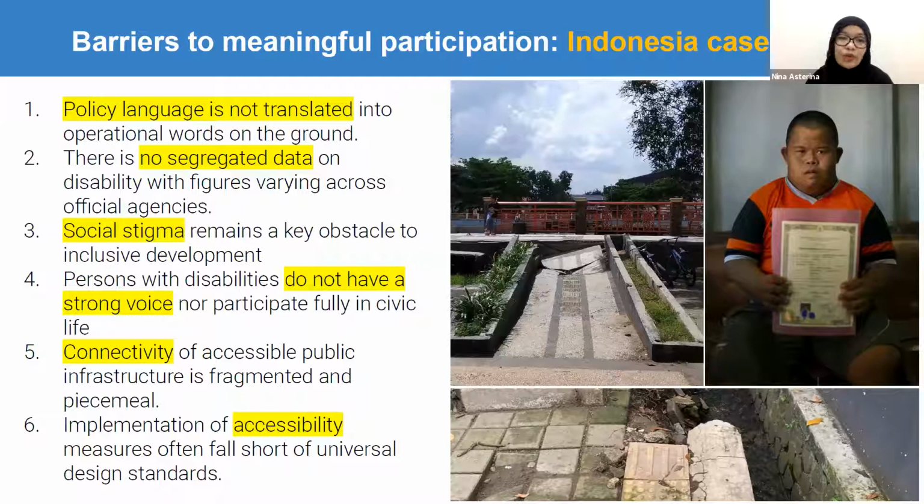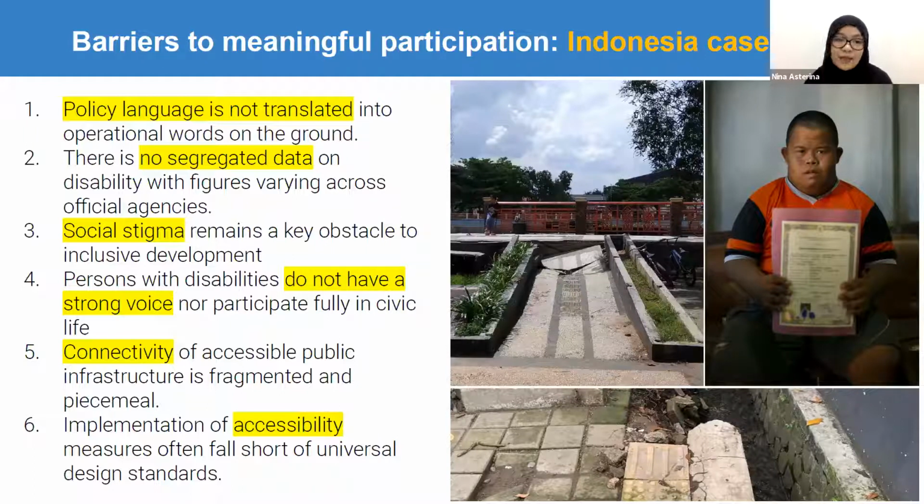And then the two left are about connectivity and accessibility. The connectivity of accessible public spaces, like in the pictures, is fragmented and piecemeal. So most cities in Indonesia focus more on the visualizations of the universal design rather than really connecting those people with disabilities from point to point to get the services. So instead, they are focusing more on the visualizations of the programs rather than truly benefiting them.